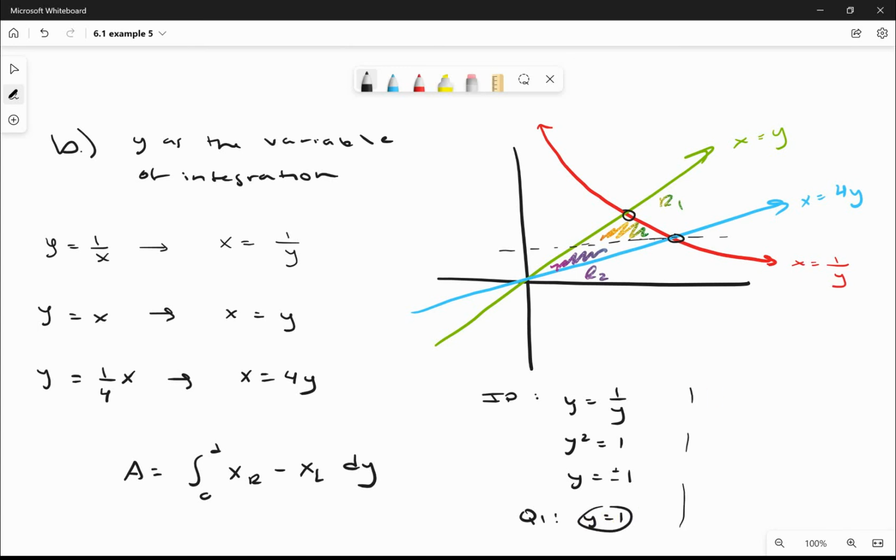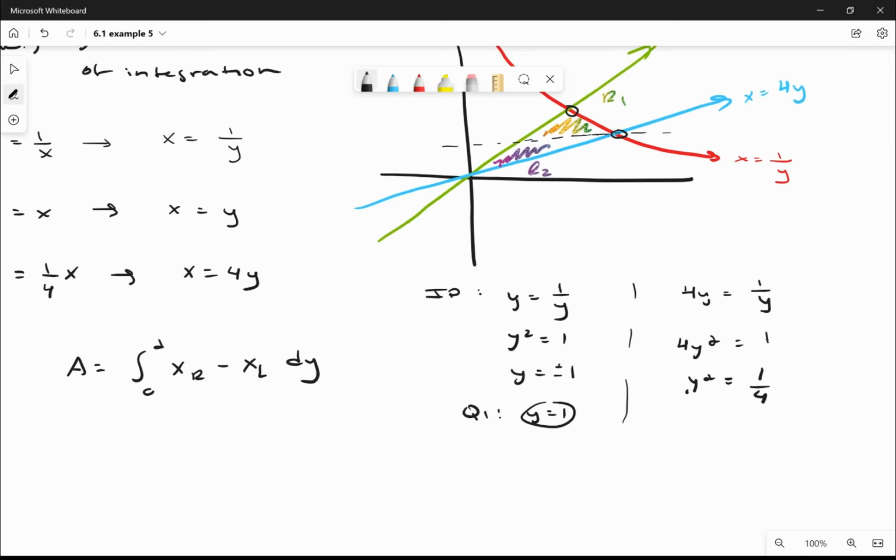And then the other one is where the blue and red meet, and that's where we segment the region into 2 parts, and that's where 4y is equal to 1 over y, so that's where 4y squared is equal to 1, and so y squared is equal to 1/4, or y is equal to positive or negative 1/2, but again, in quadrant 1, we just have y equals positive 1/2.